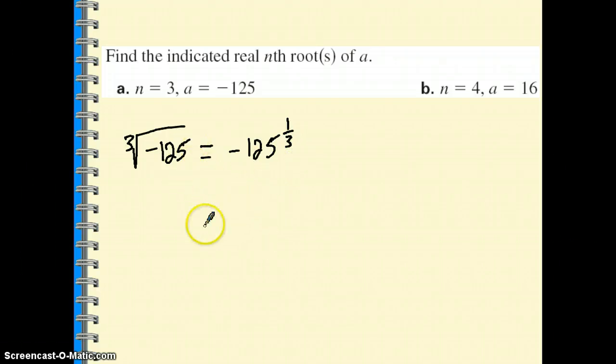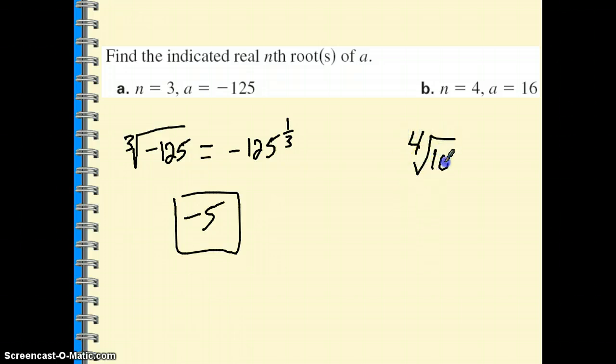In either case, we can ask ourselves, what number would we have to cube to get -125? There's only one, knowing that this index is odd. We know there's only one real answer, and that's -5. So -5 cubed is -125, therefore the cube root of -125 is -5. Let's look at another example. We have the fourth root of 16, or we can write it as 16 to the 1/4.